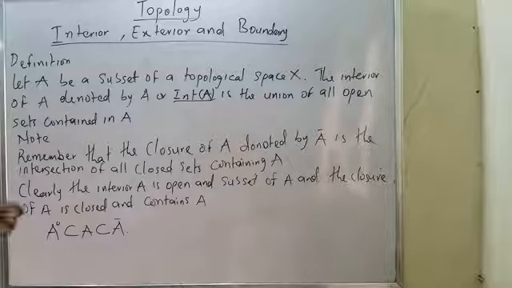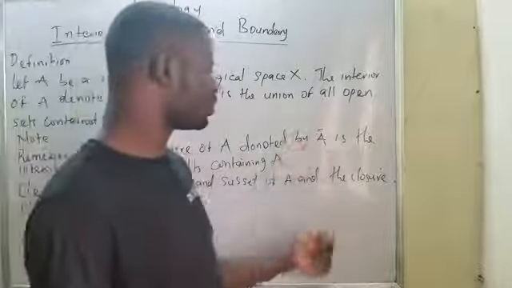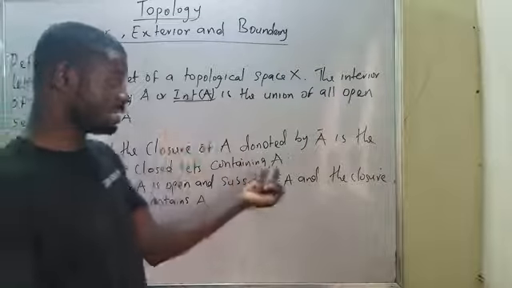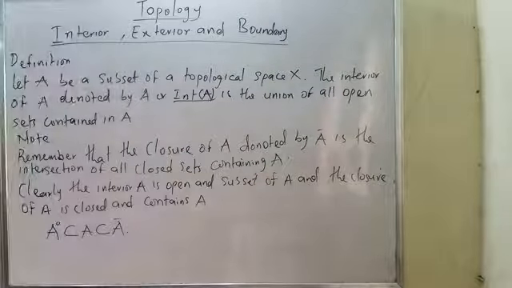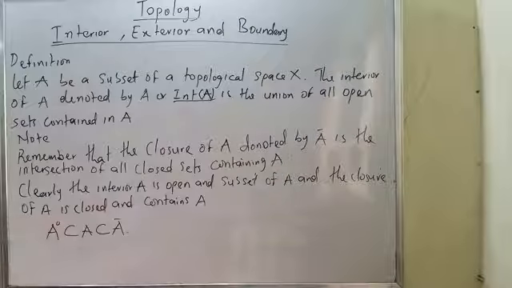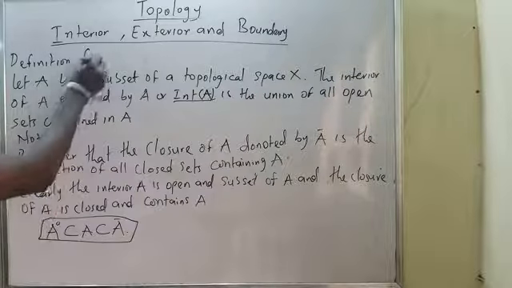Remember that the closure of A, which we just finished in our previous video, is the intersection of all closed sets containing A. It is now clear that the interior of A is open and a subset of A, and the closure of A is closed and contains A. That is what I mean about the definition of interior.